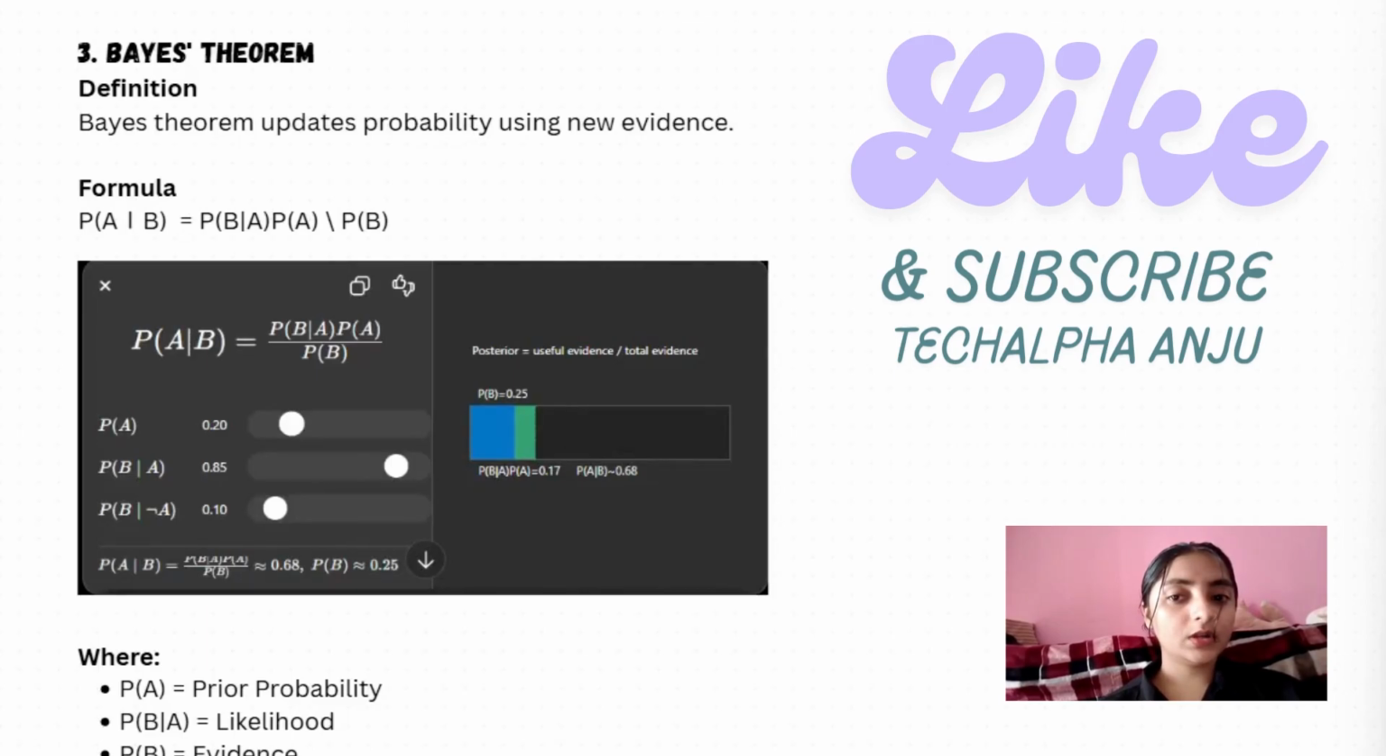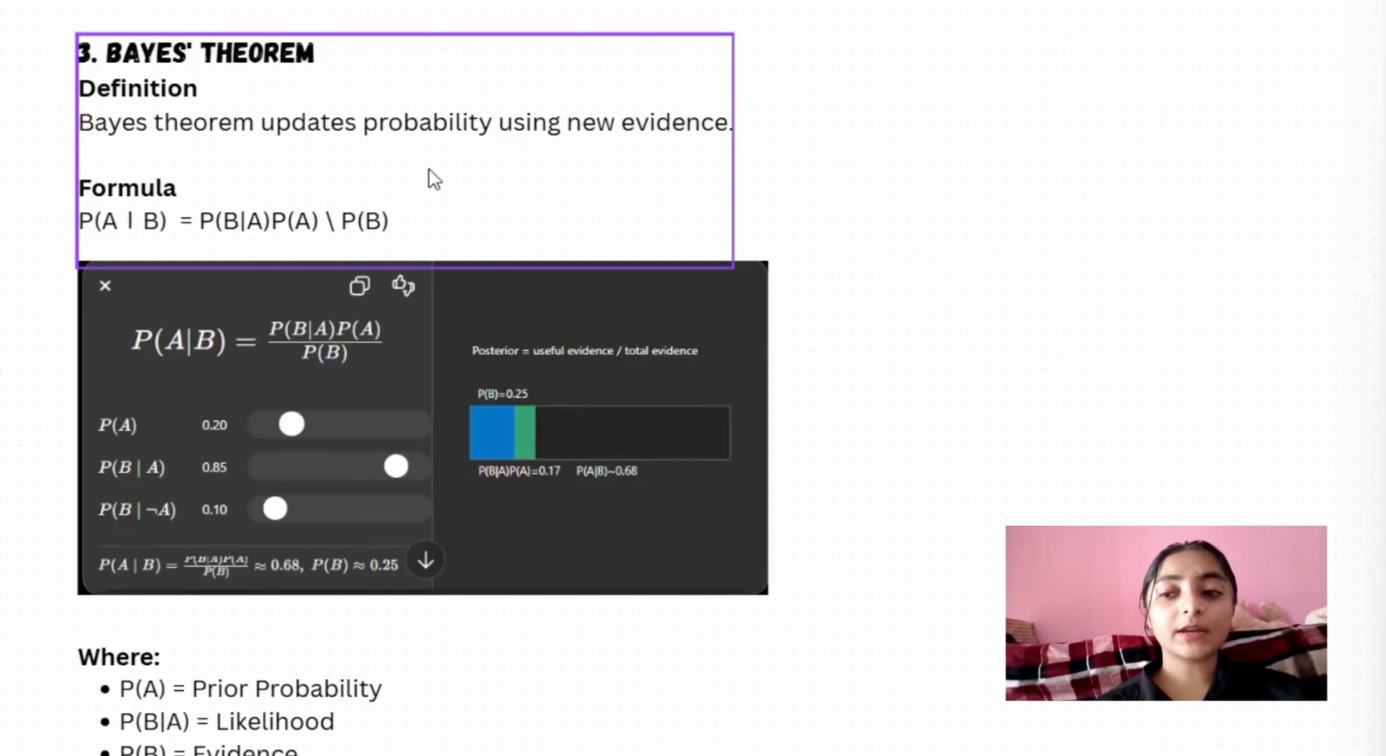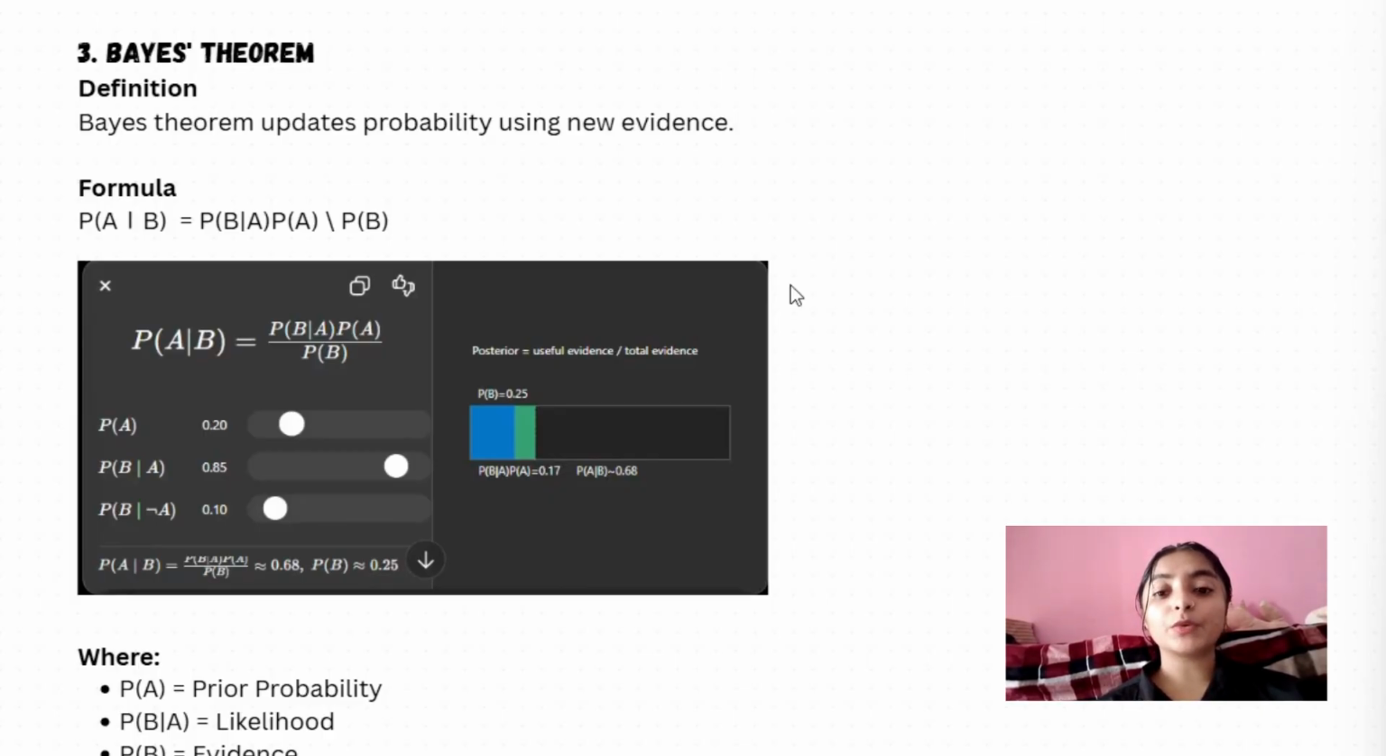So now we are going to understand what Bayes theorem is. We'll see first the definition, then the formula, why it is useful, where it is useful, and examples. The definition: Bayes theorem updates probability using new evidence. It is a method used to update the probability of an event when new information becomes available.